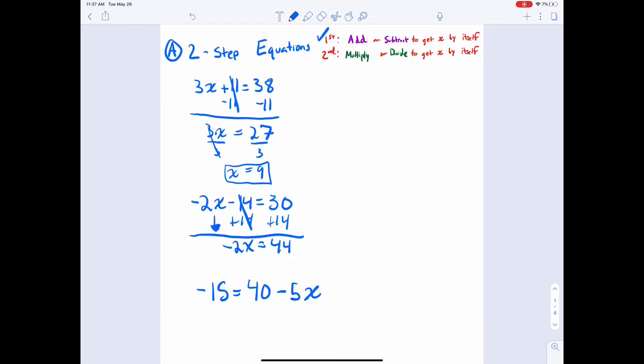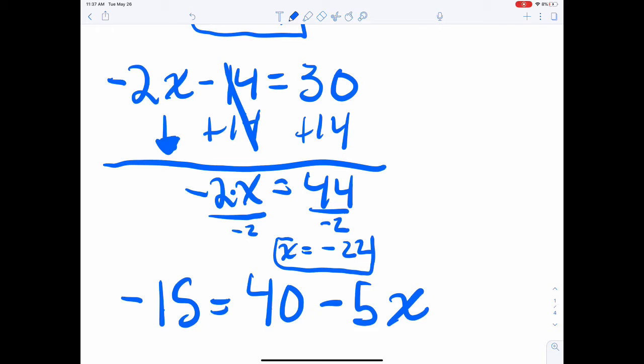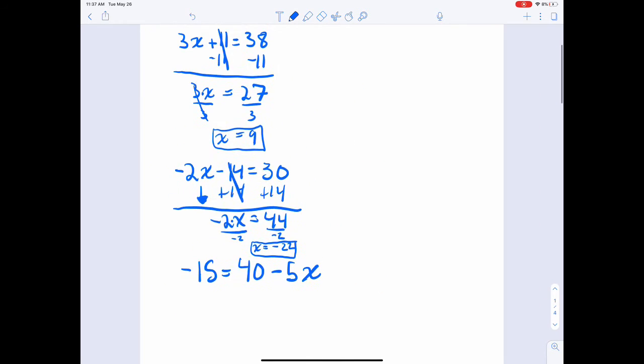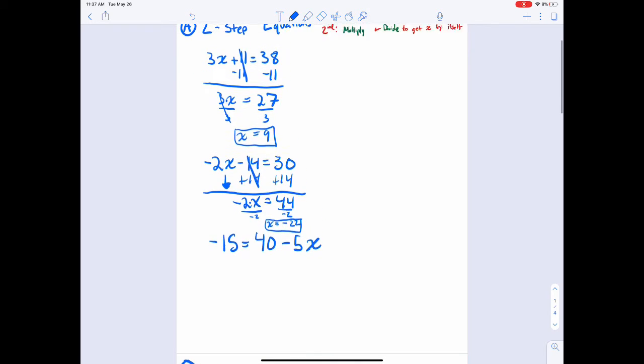And then we're going to multiply or divide. Well, what's happening to the x right now? Negative 2 is being multiplied by x. It's negative 2 times x. So you're going to divide by negative 2. You're going to get x equals negative 22. There you go. Hopefully you got that one. If you want, pause the video and give that last one a try.